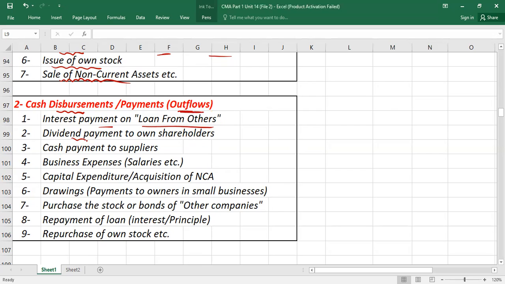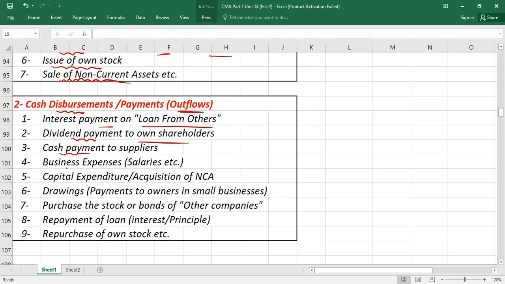Okay, then dividend payment to our own shareholders. For example, as a company, you have issued the stock. Once you issued the stock, it was an inflow. But the time when you pay the dividend on those stocks, it is going to be your outflow. Then you have a cash payment to suppliers. Obviously, frequently we are buying inventory from the supplier. Against that inventory, you have to make payments. So that is called your outflow or cash payment to supplier.